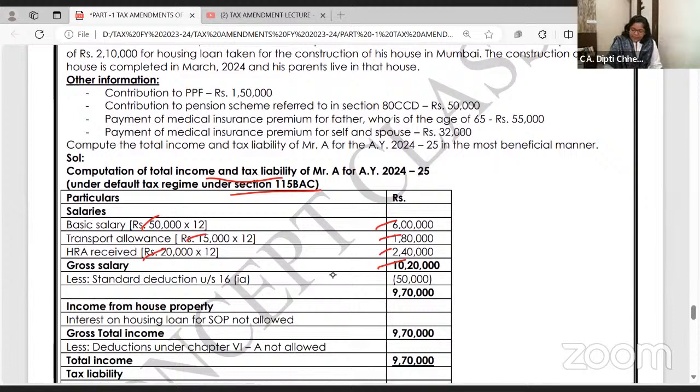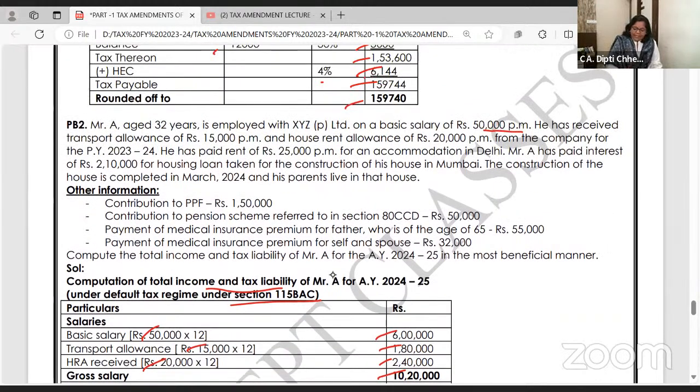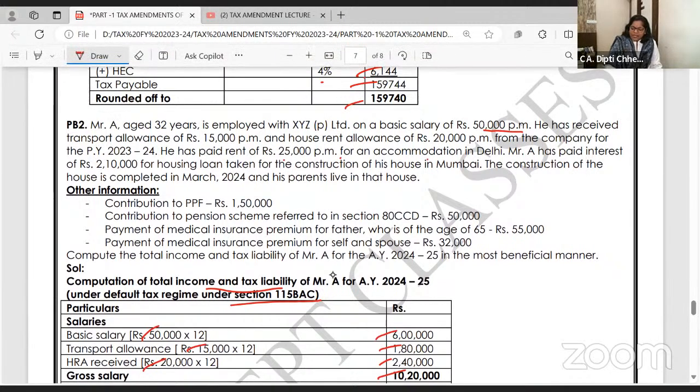Will you allow standard deduction under the default tax regime? Yes. So what is your taxable salary? 9,70,000. Now, next they have said he has paid rent and all, that we will check that too in Delhi. For normal tax rate, hum use karenge.